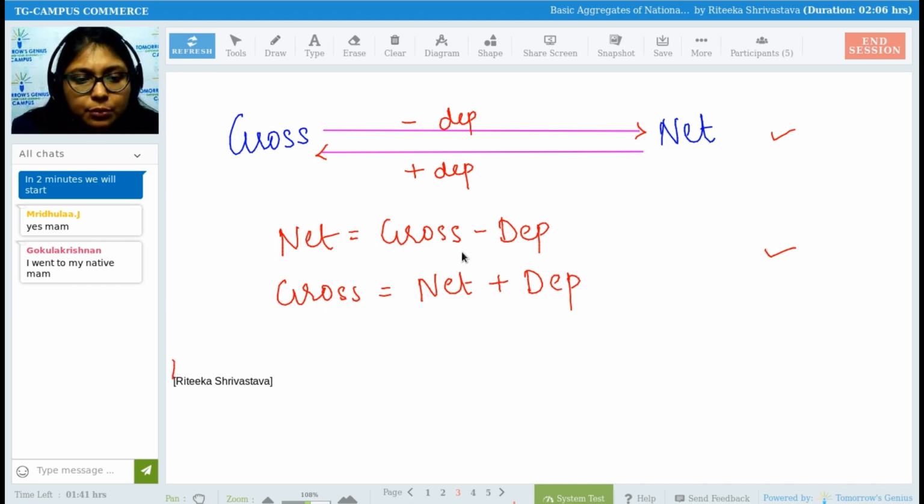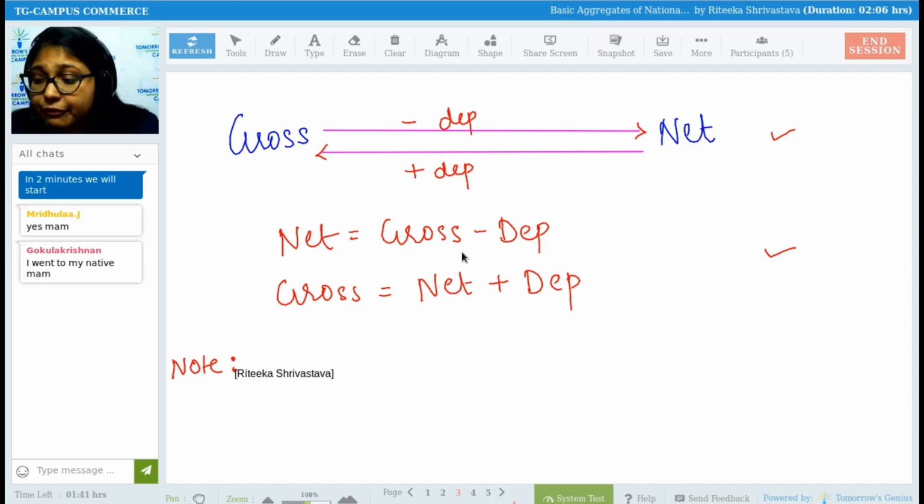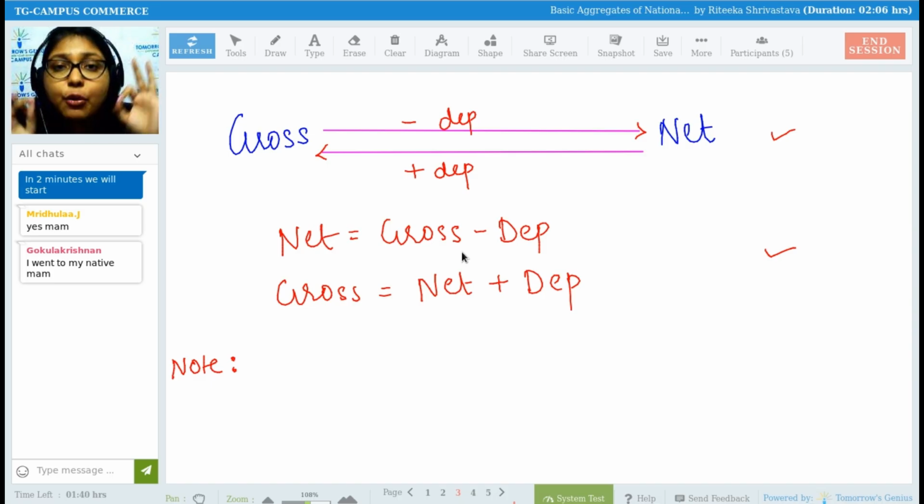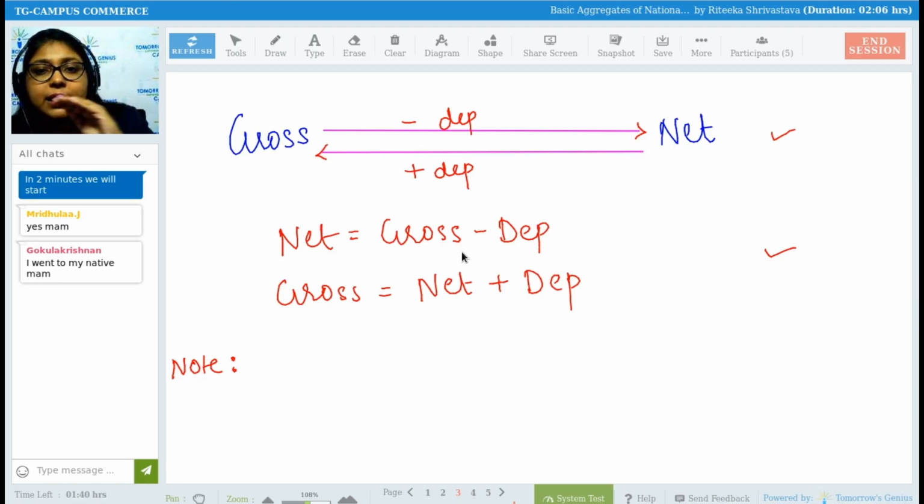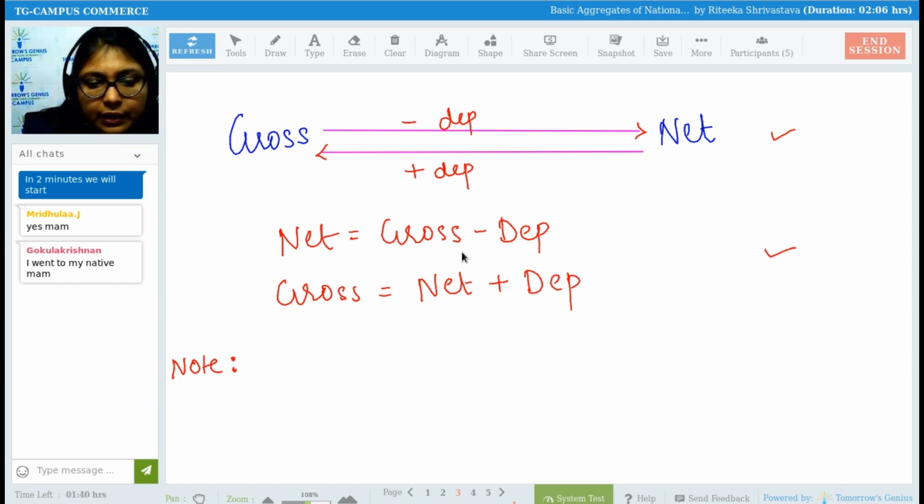Now you have to write down one note. What is this note? Every term is going to have alternative names. I told you this in the last class as well. In a numerical question, they might not give you the depreciation term directly. They might give you the alternative names of depreciation. So what are the alternative names of depreciation? I will write them.